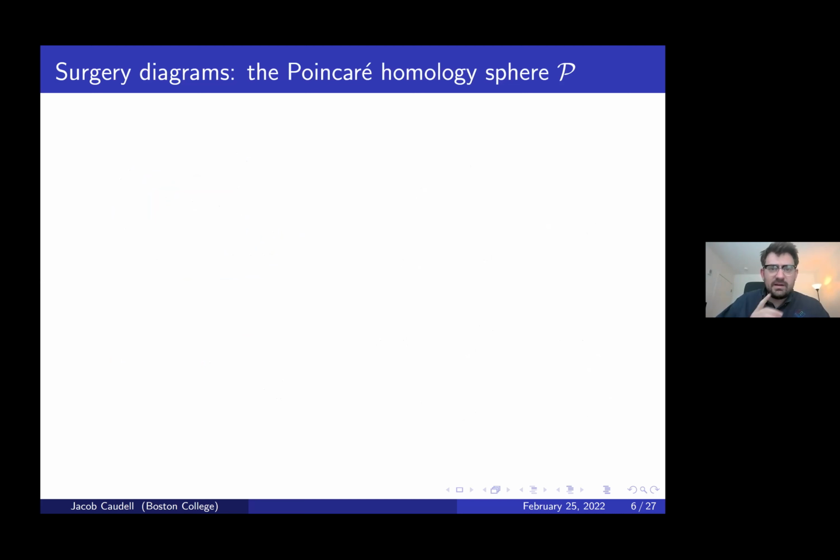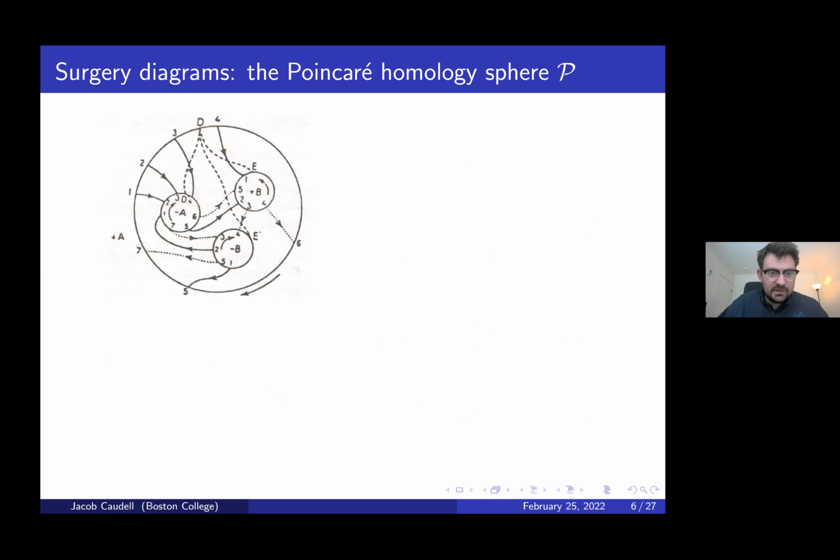The other main player is the Poincaré homology sphere, this infamous 3-manifold that's been with low-dimensional topology from the very beginning. Here's an original Heegaard diagram presenting this 3-manifold, but it also shows up in terms of surgery in some pretty interesting ways. If you perform -1 surgery on the left-handed trefoil in S3, you get this space.